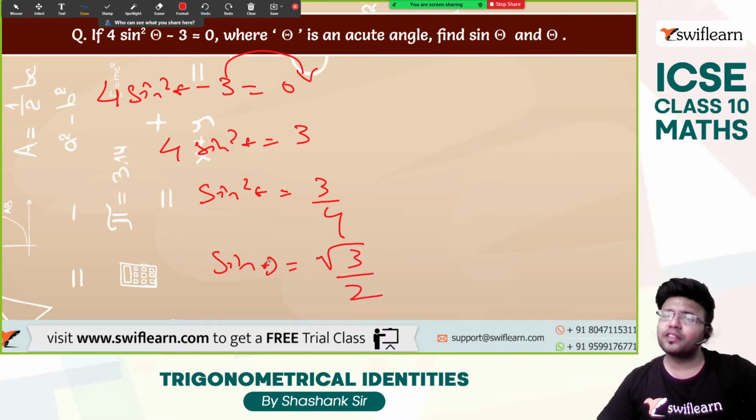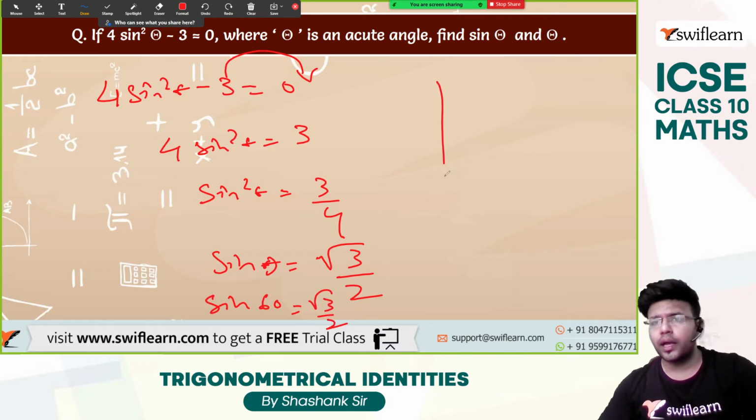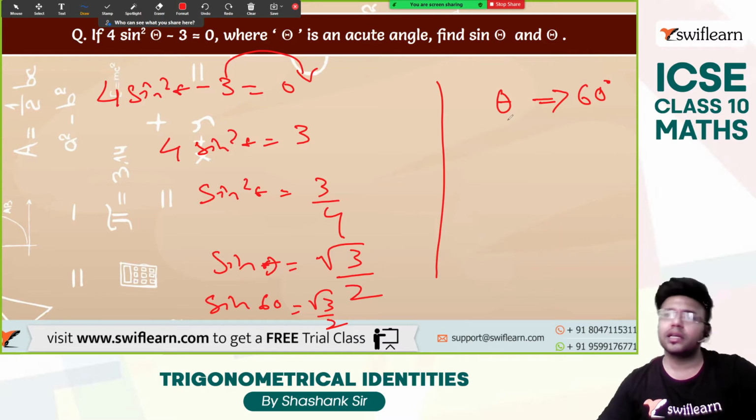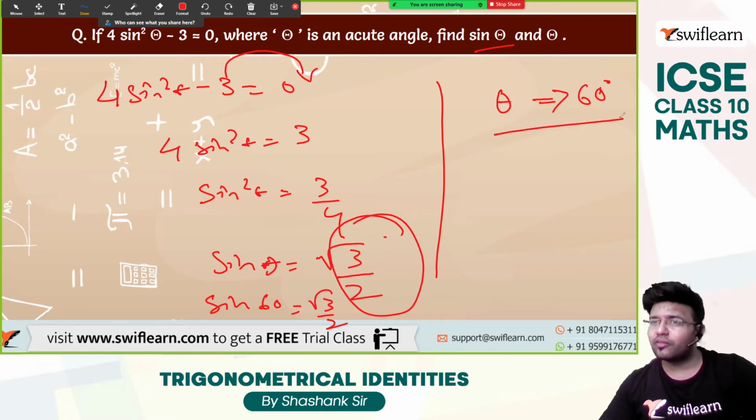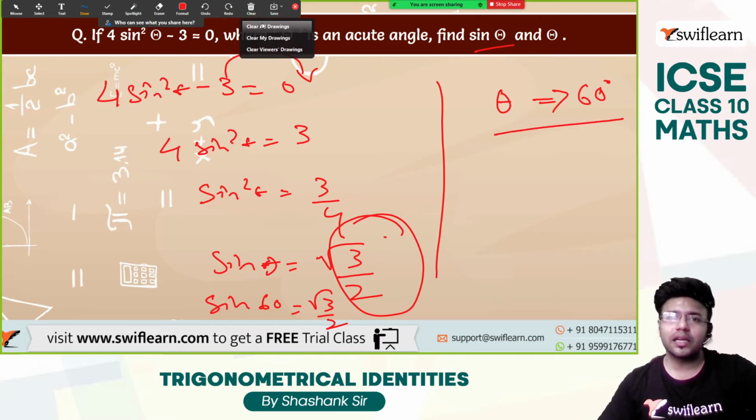Which value of theta gives square root 3 by 2? Sin 60 is square root 3 by 2. So this implies theta is equal to 60 degrees. I found the value of sin theta. Sin theta is square root 3 by 2, and also the value of theta is 60 degrees.